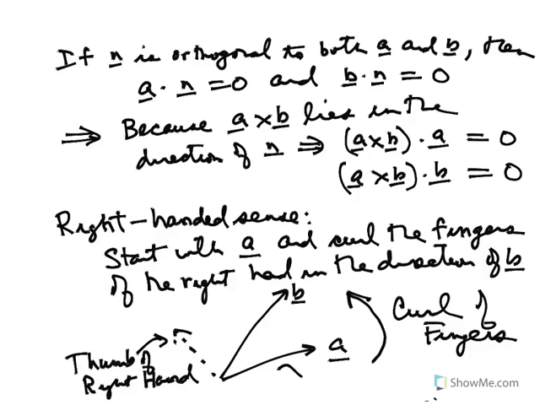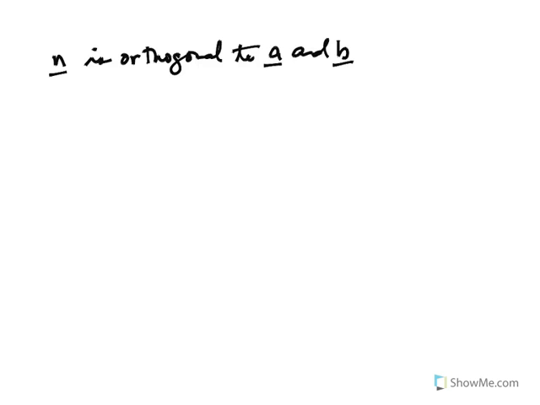So this whole thing here comprises what's called a right-handed sense. And that actually creates what's called the right-hand rule, which I'll get into in just a minute. But n lies in the direction. So n is orthogonal. I said it already once, but I'll say it again. N is orthogonal to A and B in a right-handed sense.